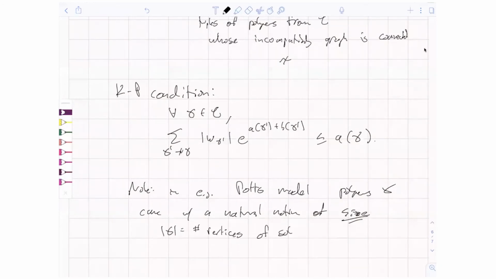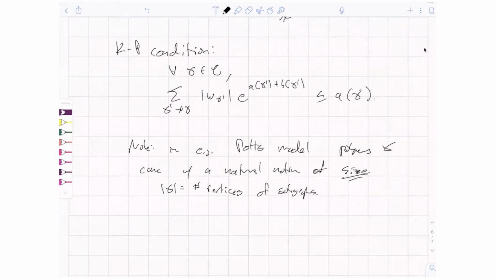And so I drew some polymers of size 1, and I also drew a couple of polymers of size 2. But this actually is what makes things interesting here. When we're talking about polymers that are subgraphs of some host graph, this notion of size will come in very useful. Often we take A of gamma to be the size of gamma, and B of gamma maybe to be some constant times the size of gamma.